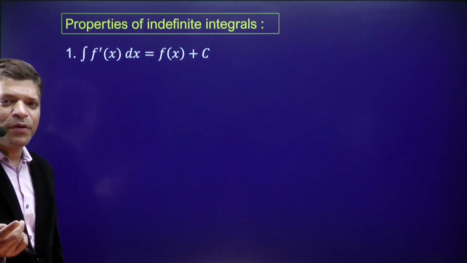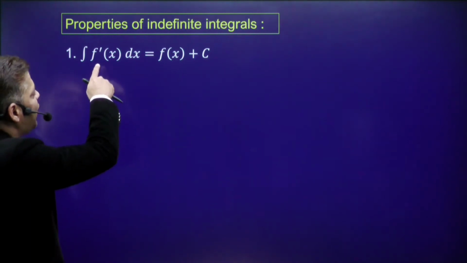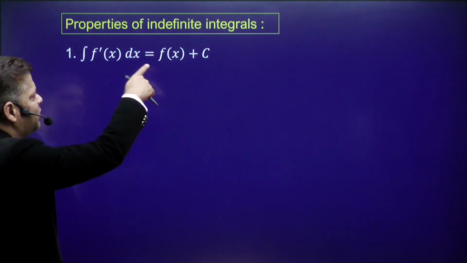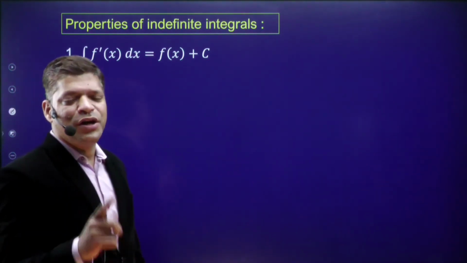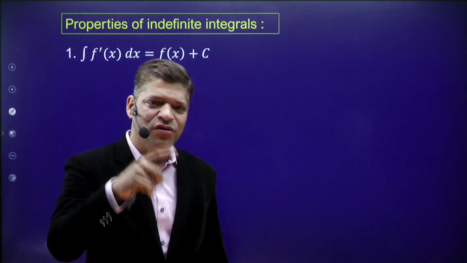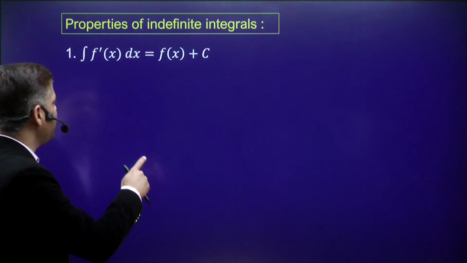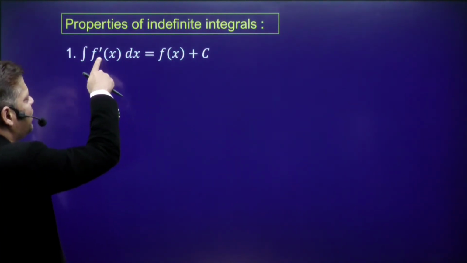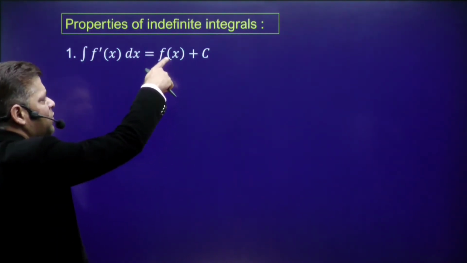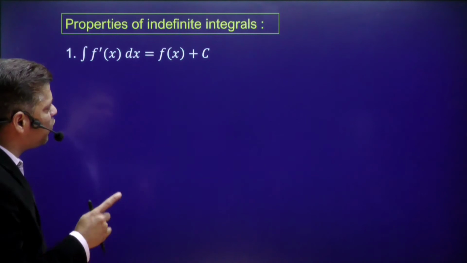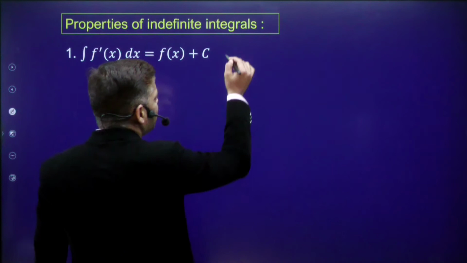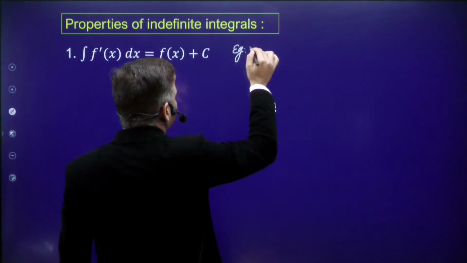The number one property: integration of f dash x dx will be equal to fx plus c, because we know that differentiation and integration are inverse processes of each other. That's why if we integrate the derivative of any function, we get back the same function, that is small fx plus c. We understand this concept by an example.